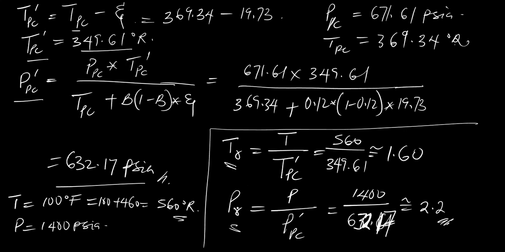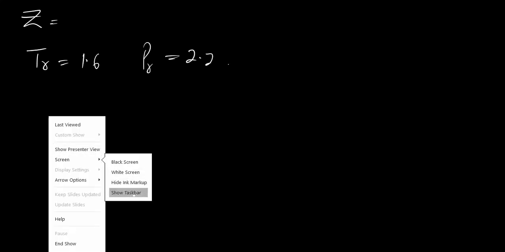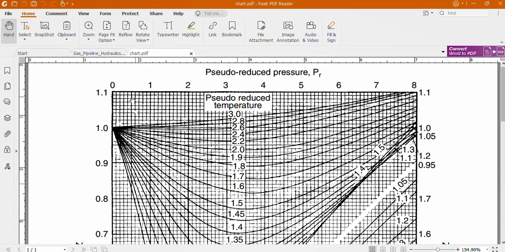For this we have 2.2, and for this we have 1.6. Now we're going to go to the charts to calculate our compressibility factor, because that is the final question. So we have calculated the pseudo-reduced temperature to be 1.6 and the pseudo-reduced pressure to be 2.2. So now let's look at the chart to see what the answer should be.